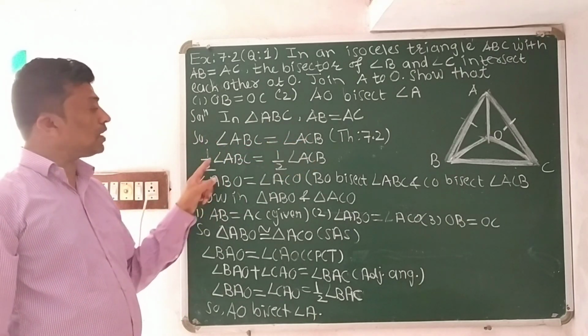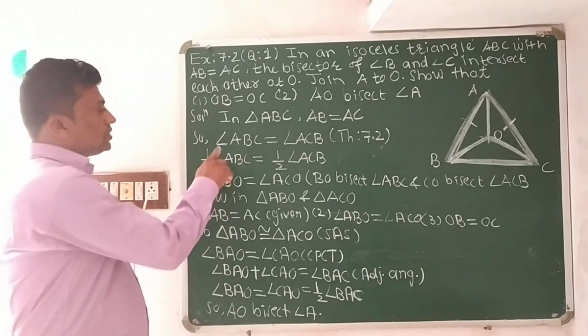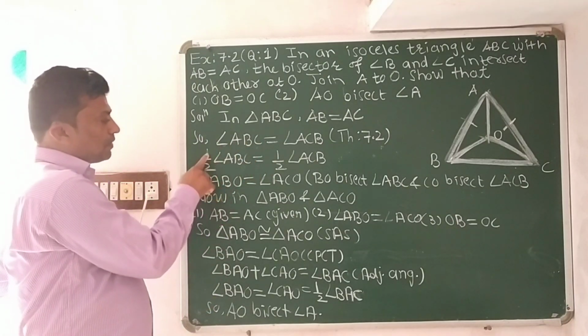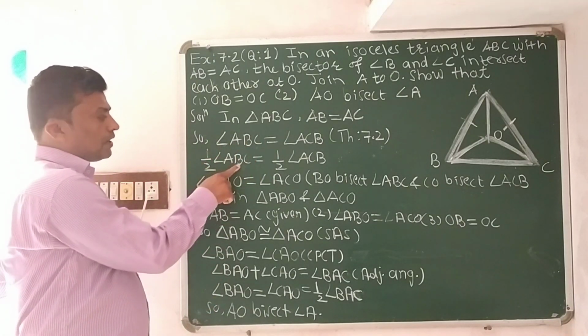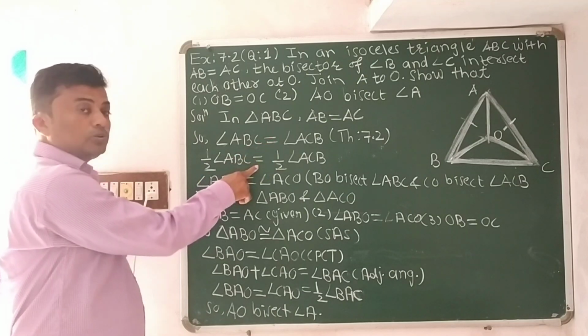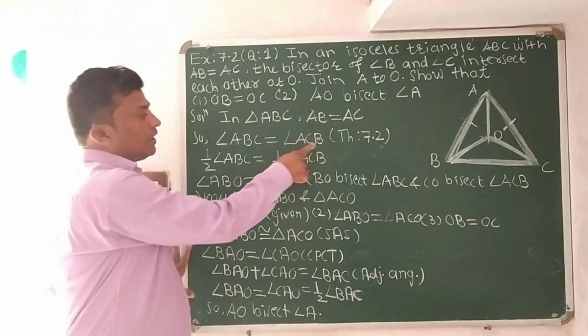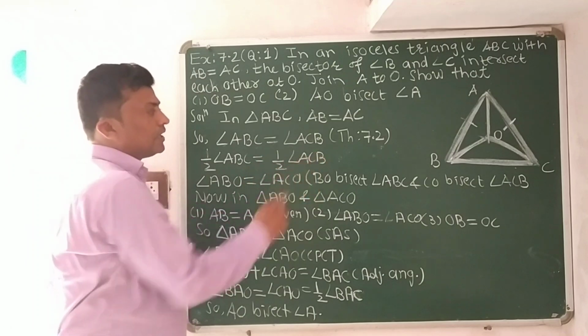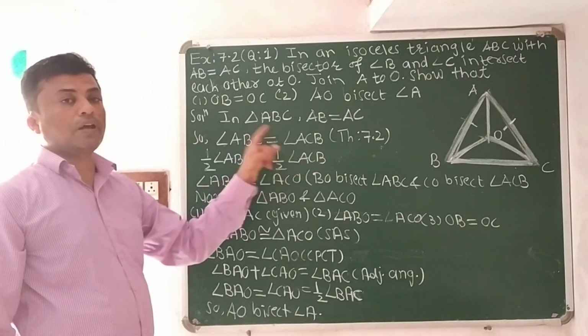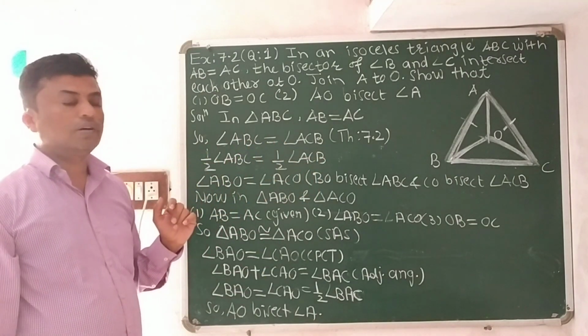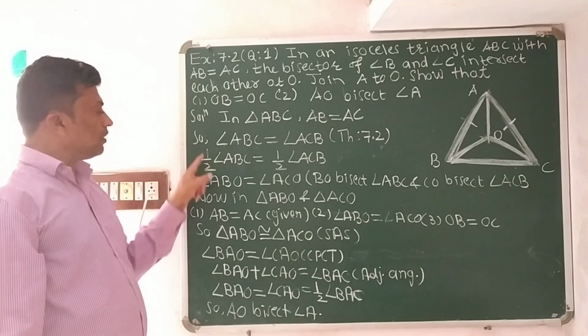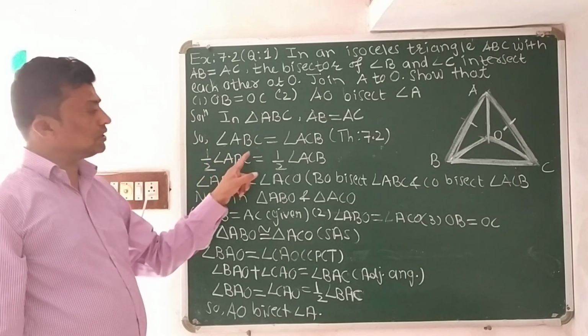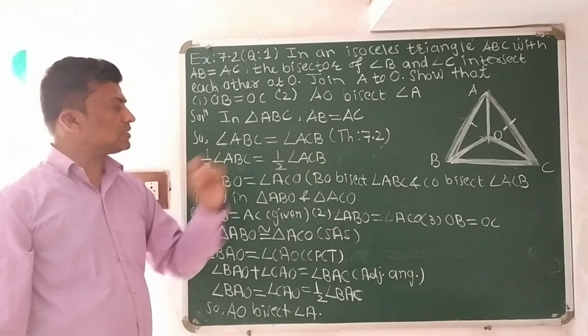Now we can multiply 1/2 on both sides. See, angle ABC I can multiply with 1/2, and angle ACB also. So we can multiply 1/2 on both sides of the equal sign. So 1/2 angle ABC is equal to 1/2 angle ACB.